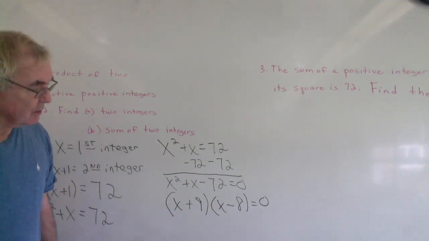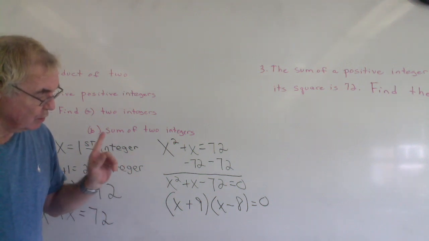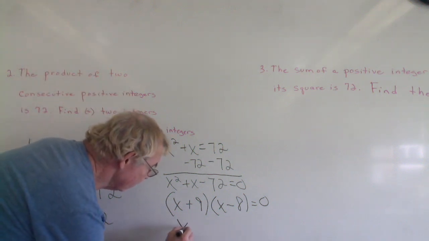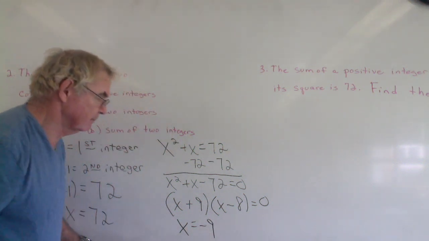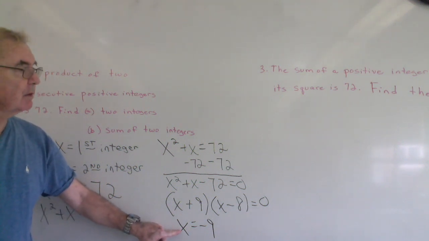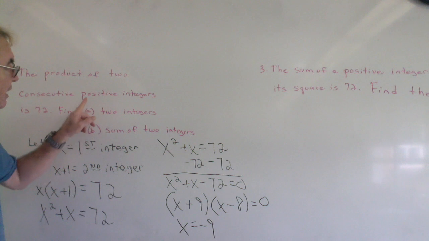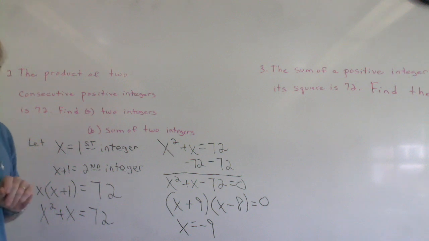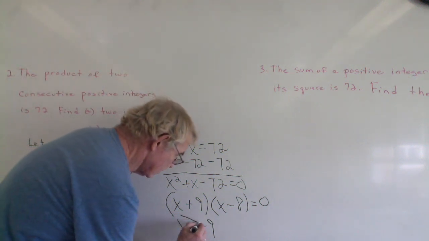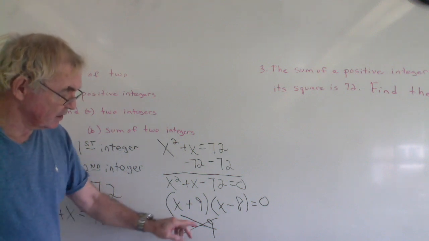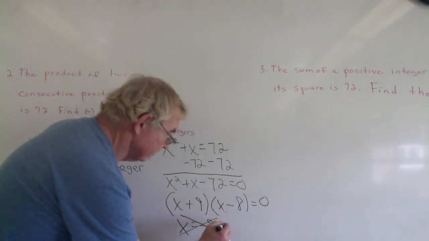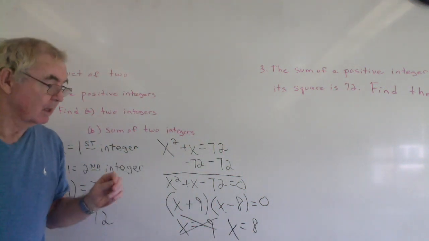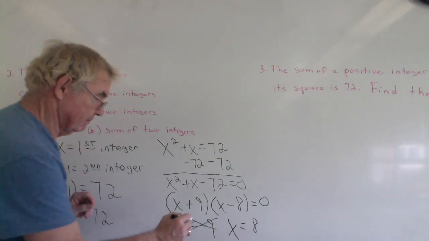Looking at these two factors, we conclude there's two x values that will work here. One is x could equal -9. But we can't have x to be -9 because the question said they were positive integers. So it works out mathematically, it just doesn't fit the conditions of the problem. So we don't want that one. The second one says x would have to equal 8, which is positive. That's our answer, 8.